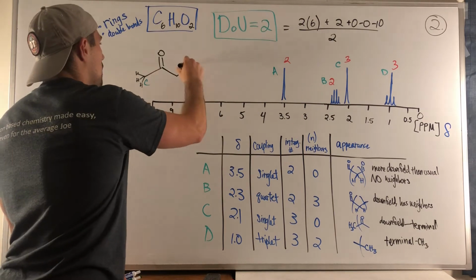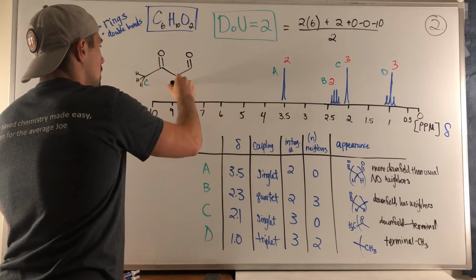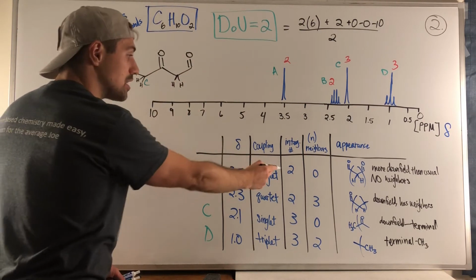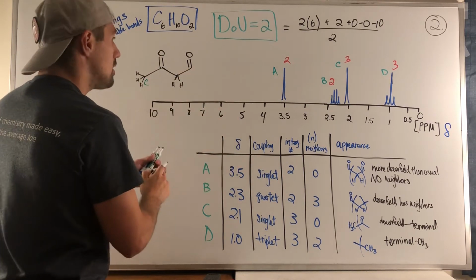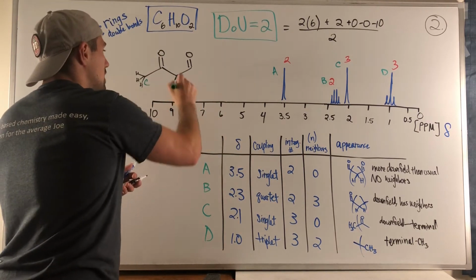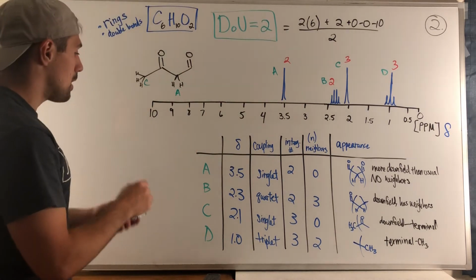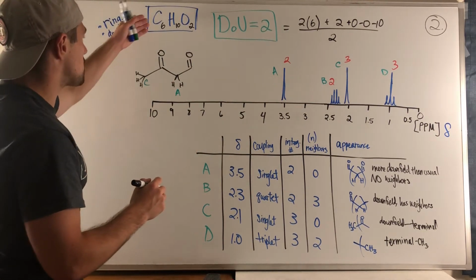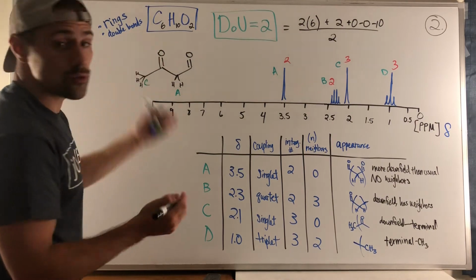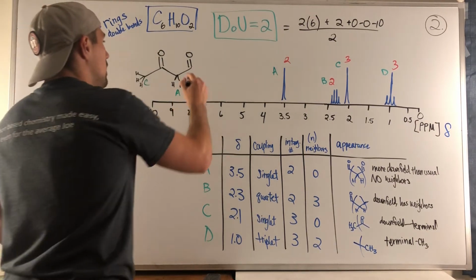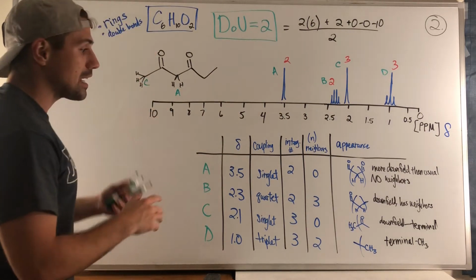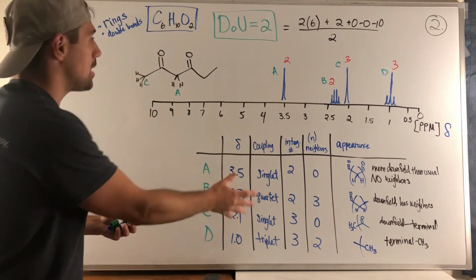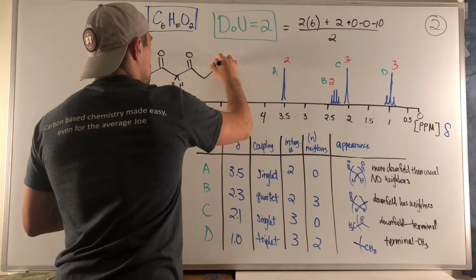I initially thought of something like this. If we had 2 hydrogens here, which we do, and no neighbors, that explains our singlet. I believe that characterizes A pretty well, okay? And then we have 6 carbons total, 1, 2, 3, 4. I've drawn 4 of them. Let's finish the rest of the structure, 5 and 6, and let's see if it lines up with the table.